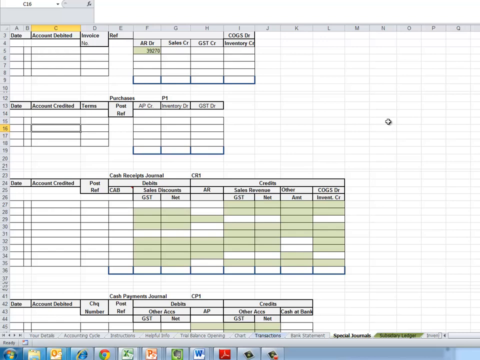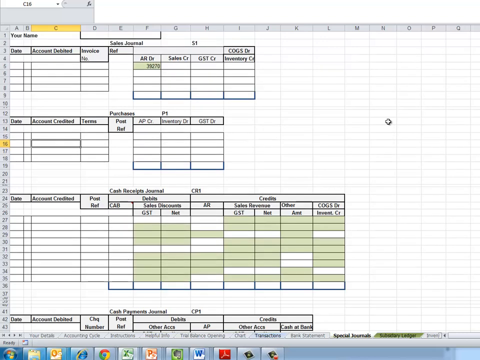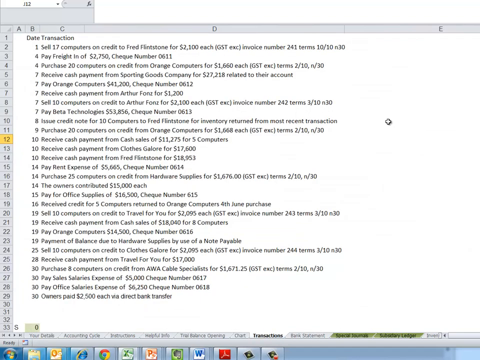These 2 items together, cash receipts journal and cash payments journal, are commonly referred to as the cash book. Now, do you need to understand this at this stage? Not yet. We don't study that until about topic 4, but by the time we get to topic 4 you'll know this reasonably well. So let's go back to the transactions.